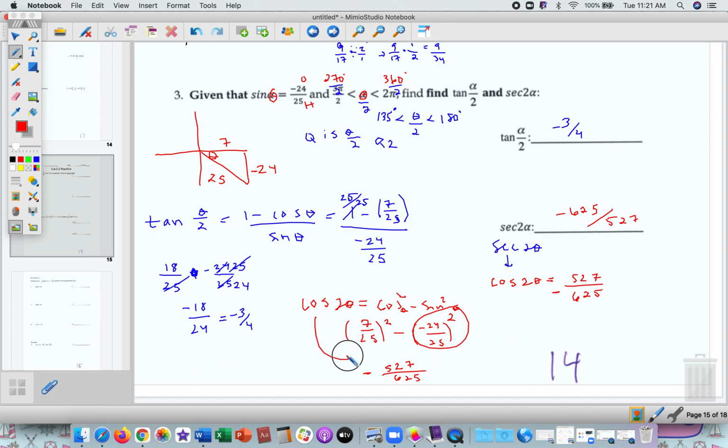So cos 2 theta would be negative 527 over 625, but because they asked for secant, the inverse, we then just flip that answer.